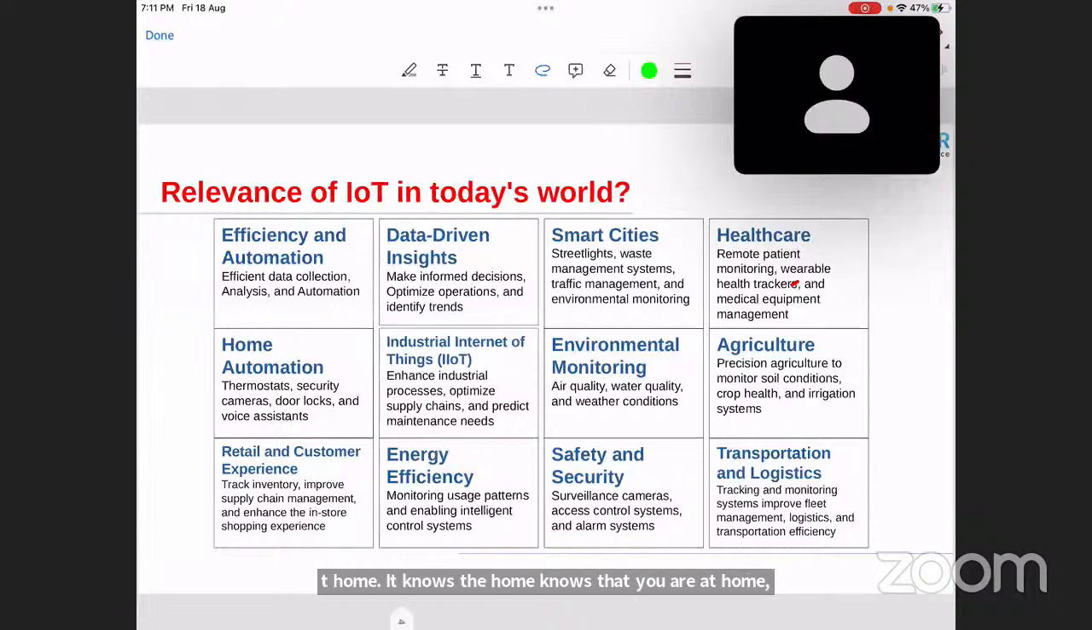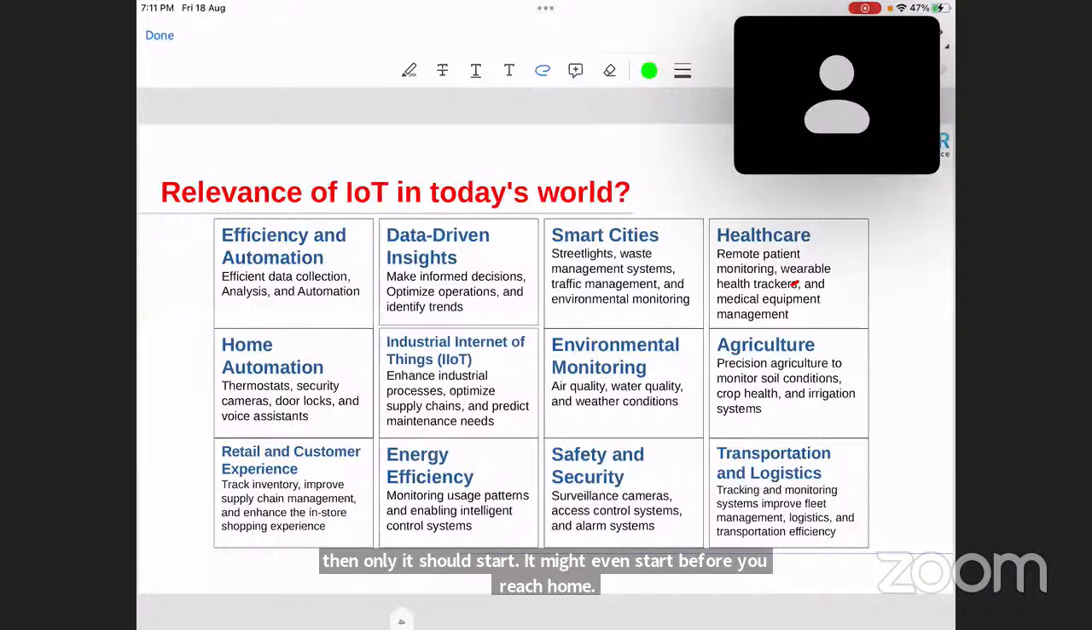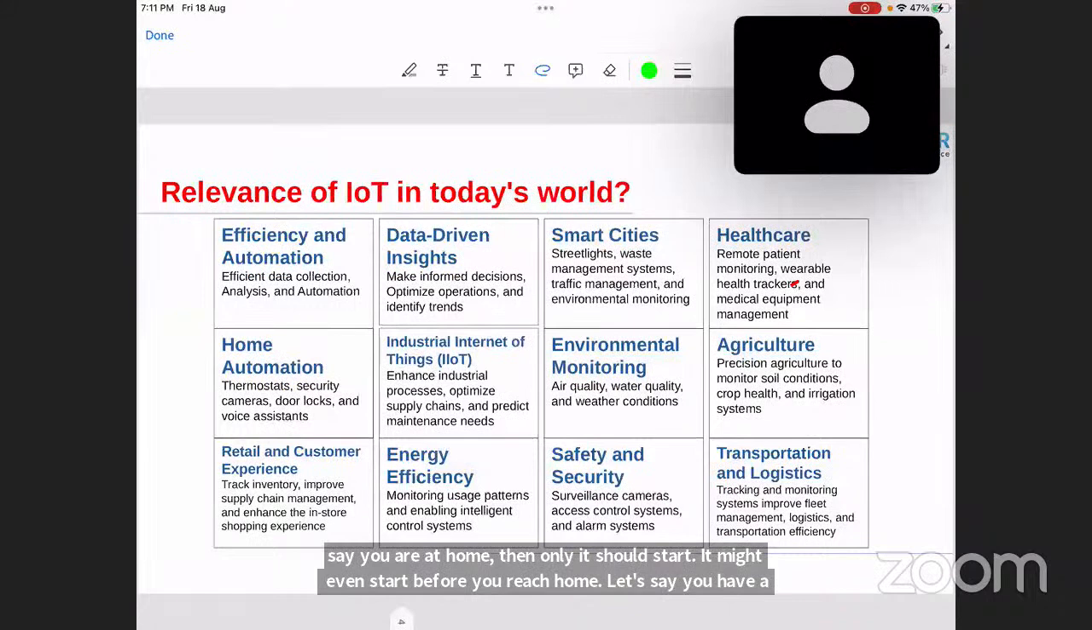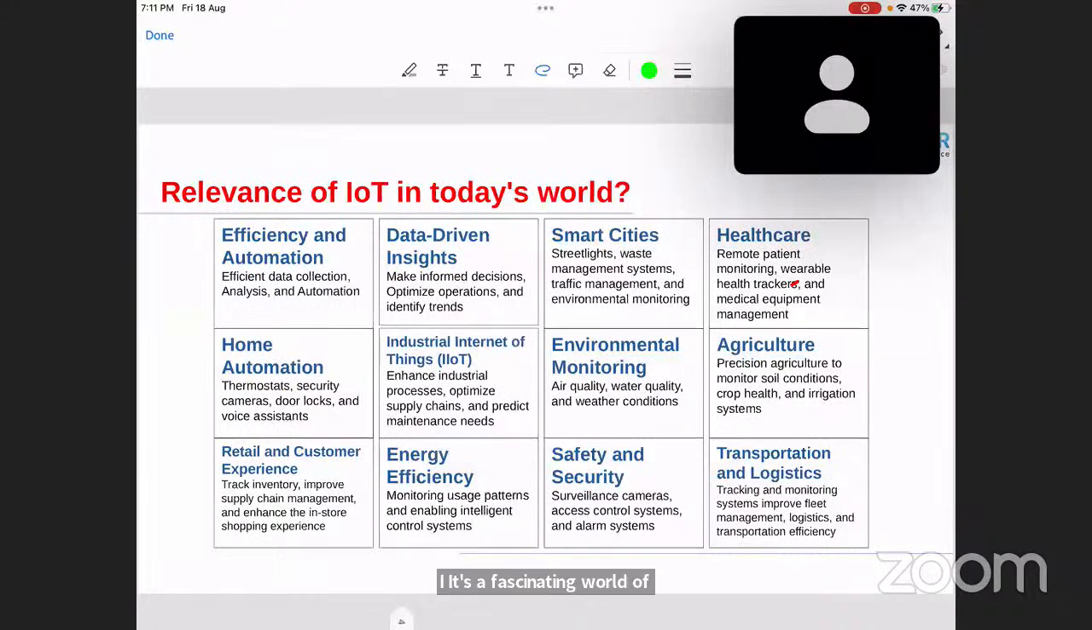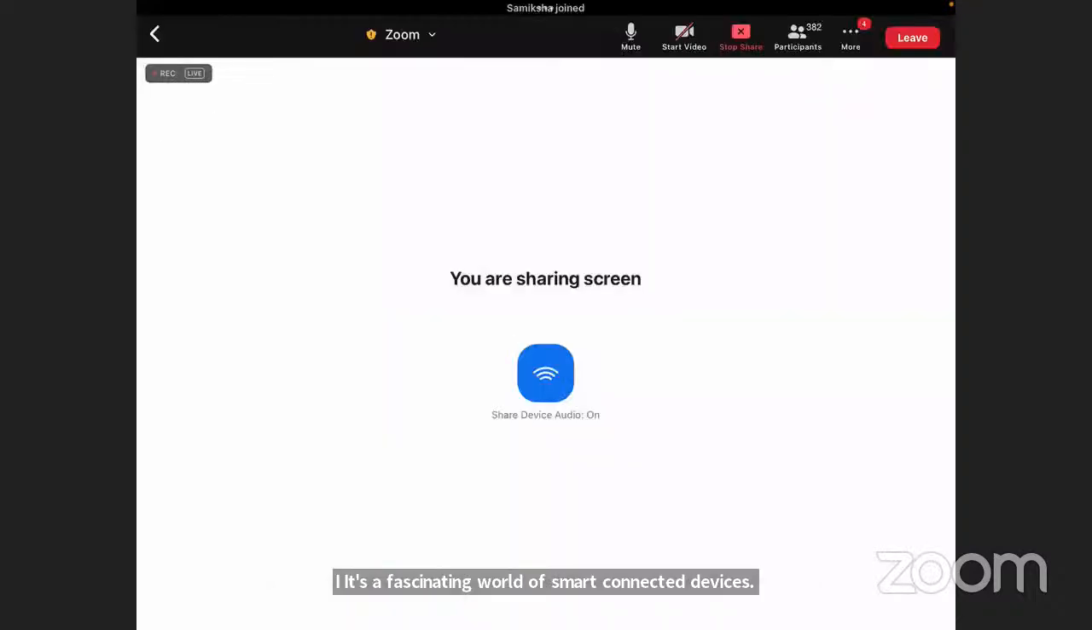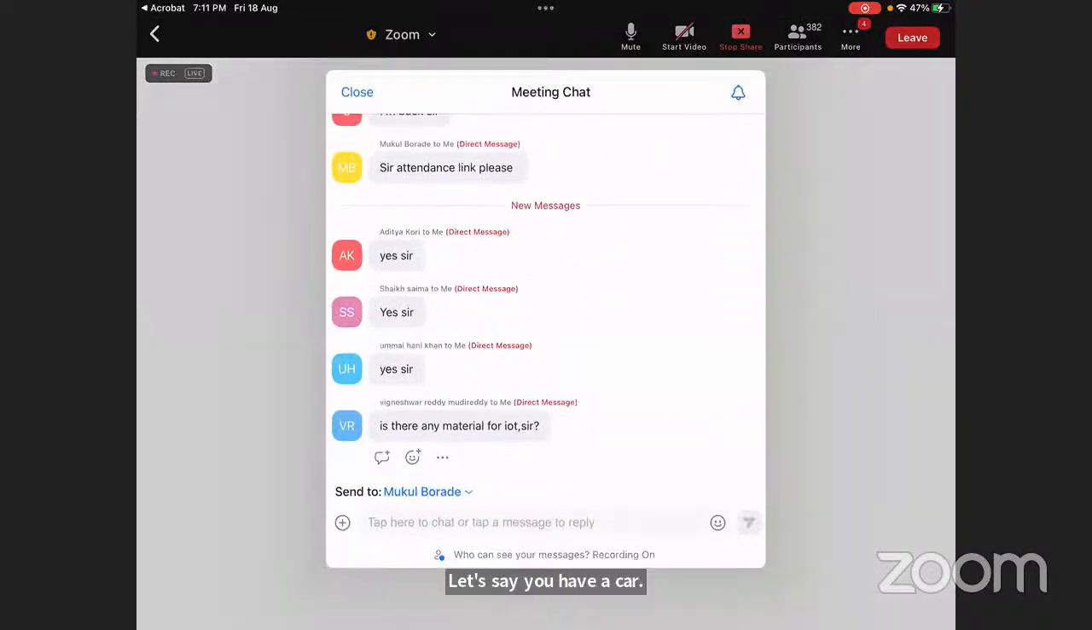It's a fascinating world of smart connected devices. Let's say you have a car, which I think everybody has. Yeah, I think so. Let me see.